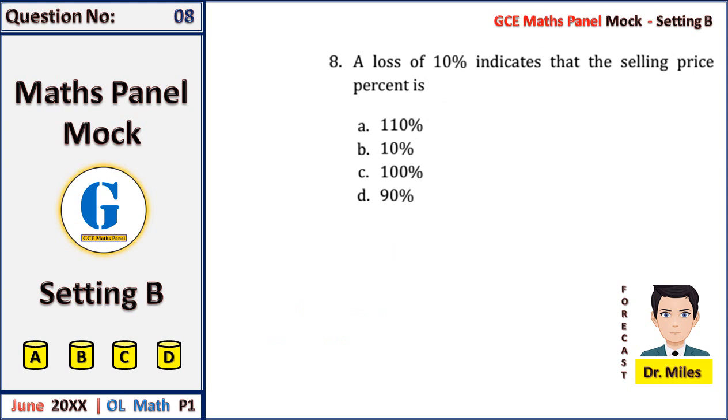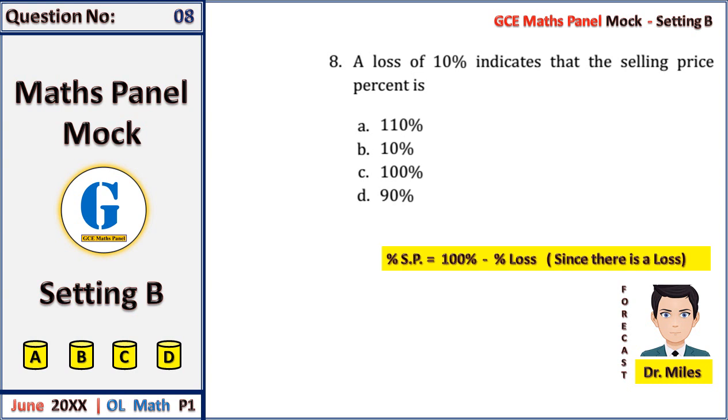Question 8. A loss of 10% indicates the selling price percent is? Percentage selling price is given by 100% plus gain. Here we have the case of a loss, and if we have a loss, it means that the selling price is 100% minus the loss, and that gives us 90%. So we have 90% as a result.